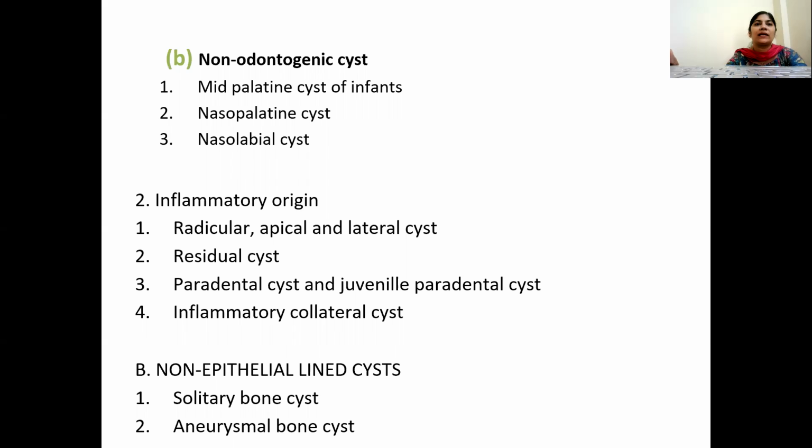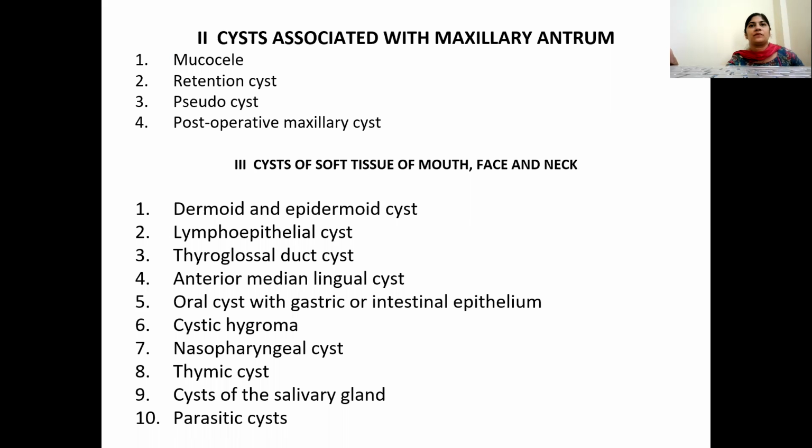So it was mainly divided into developmental and inflammatory. In inflammatory, there are the radicular cyst, the apical cyst or the lateral cyst, the residual cyst, paradental cyst, juvenile paradental cyst, and inflammatory collateral cyst. That is the main classification of epithelial and non-epithelial. In the non-epithelial, it is solitary bone cyst and aneurysmal bone cyst. Cysts associated with the maxillary antrum can be mucosal retention cyst, pseudocyst, and postoperative maxillary cyst. Cysts of soft tissue of mouth, face, and neck are dermoid and epidermoid cyst, lymphoepithelial cyst, thyroglossal cyst, anterior median lingual cyst, oral cyst with a gastric or intestinal epithelium, cystic hygroma, nasopharyngeal cyst, thymic cyst, cyst of salivary gland, and parasitic cyst.